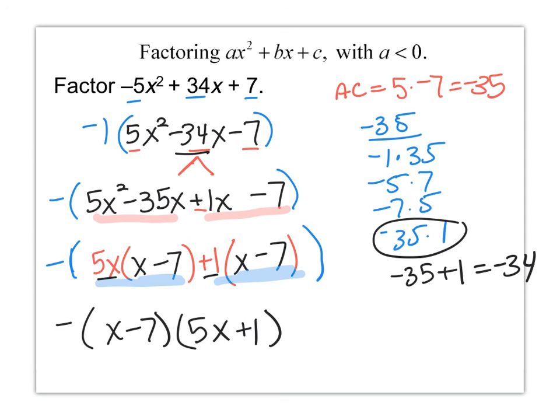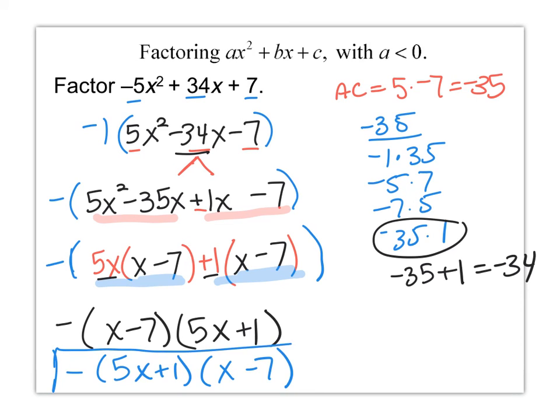Now when you're doing these factoring problems, it's important to note that the order of the factors doesn't make a difference. So this answer could also be written as the first factor of 5x plus 1 and then followed by the factor of x minus 7. Multiplication is commutative, so the order doesn't matter. So either one of these would be correct. And again, we did put that negative out in front. We factored that negative out from the beginning, because it had a leading coefficient that was negative.